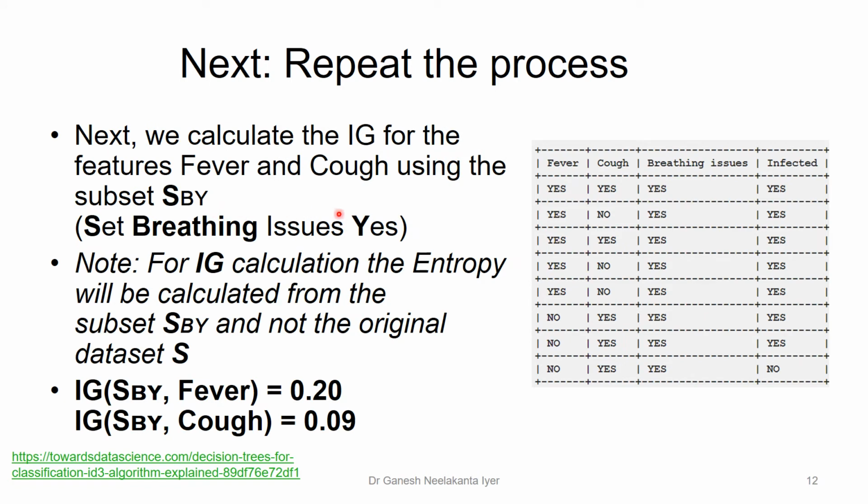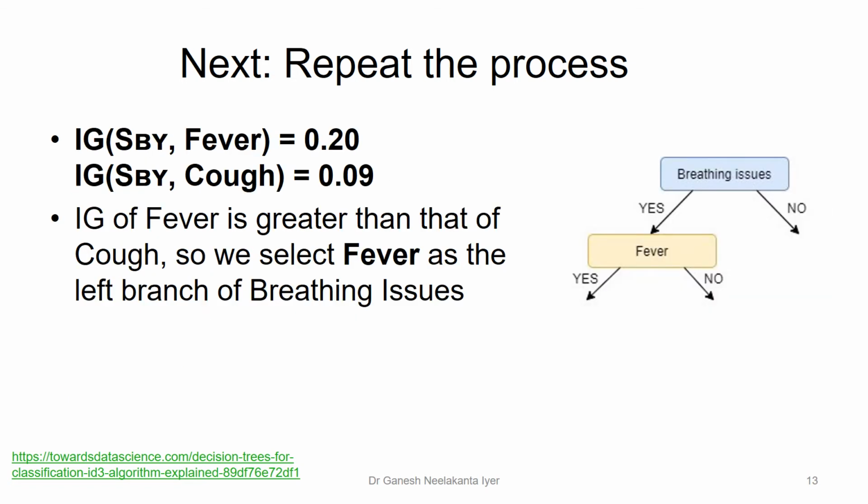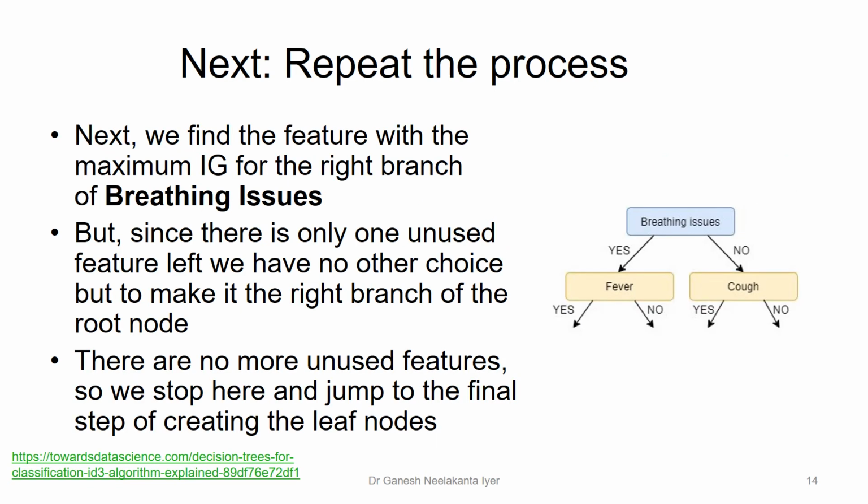So breathing issues yes is SBY, and then calculate the same information gain for fever and cough separately by calculating the corresponding entropies, and then we get 0.2 and 0.09. So see that fever gives a better information gain for breathing issues yes, so the tree has been split. Now ID3 says unused feature should be examined next, so we will take cough.